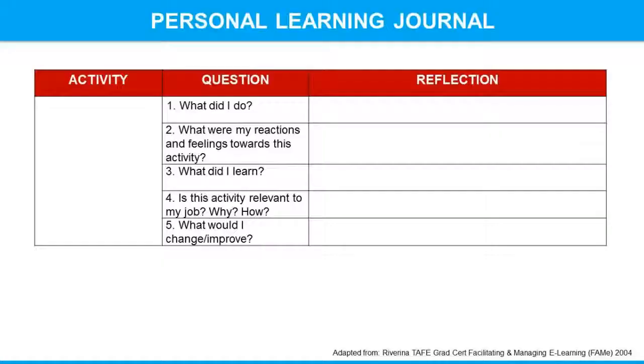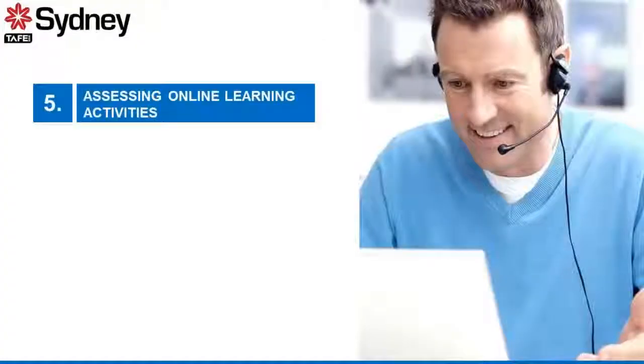By Levels 4 and 5, students are reflective of their learning journey. A personal learning journal is a useful way for teachers to motivate students' reflection and gain insight into the thought processes of the remote student. Let's now move on to the topic of assessing online learning activities.